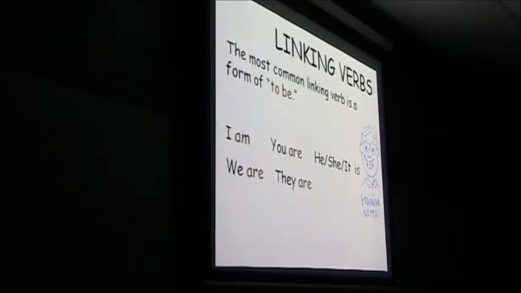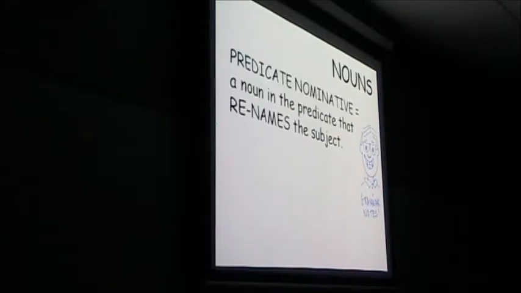The most common linking verb is a form of to be. I am, you are, he is, we are, they are. But a predicate nominative, this is a noun in the predicate that renames the subject. Predicate just means anything in the second half of the sentence, anything after the verb. So whatever the noun is in the second half of the sentence is renaming the subject.